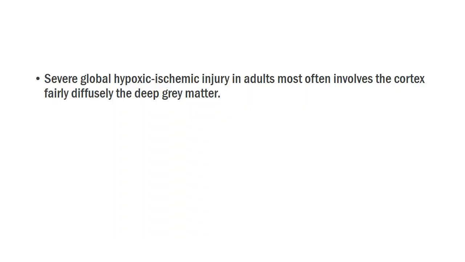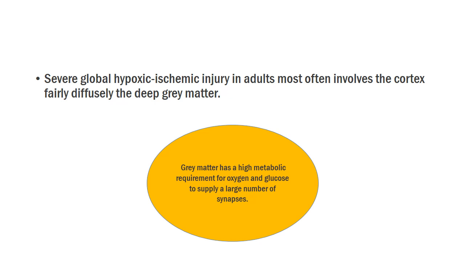Now, severe global hypoxic ischemic injury in adults most often involves the cortex, fairly diffusely, and the deep gray matter. But why the gray matter? This is because the gray matter has a high metabolic requirement for oxygen and glucose to supply a large number of synapses.